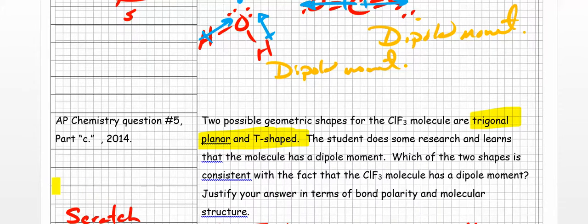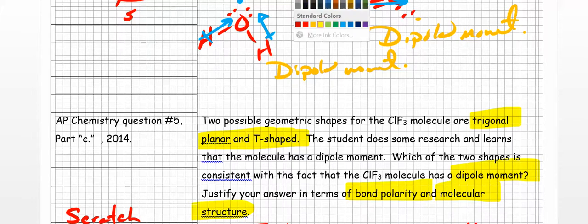The student does some research and learns the molecule has a dipole moment. We know what dipole moment means now. Which of the two shapes is consistent with the fact the ClF3 molecule has a dipole moment? Justify your answer in terms of bond polarity and molecular structure. So we have to discuss in our answer bond polarity and molecular structure. Hopefully, you've had a chance to apply what you know about molecular geometry, bond polarity, and dipole moments.